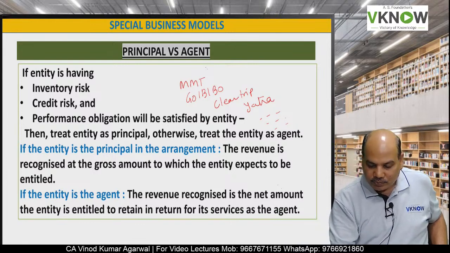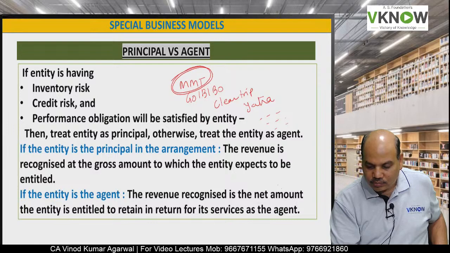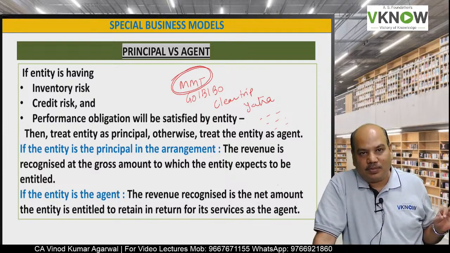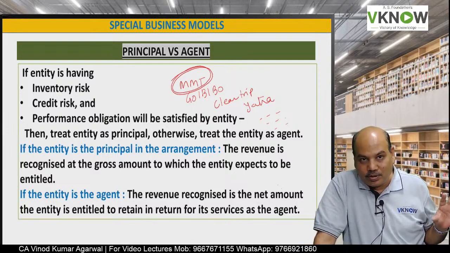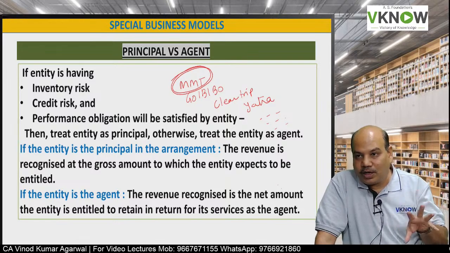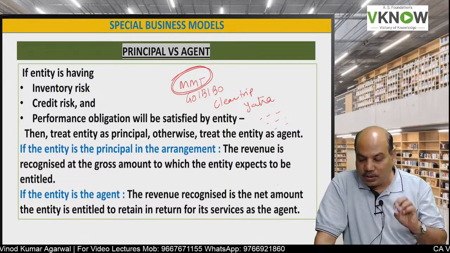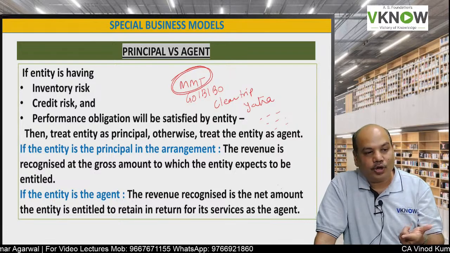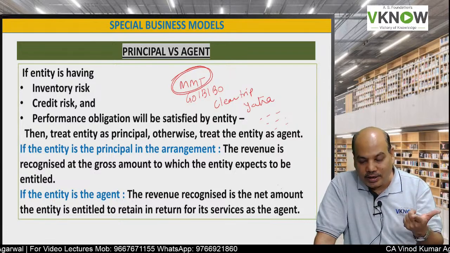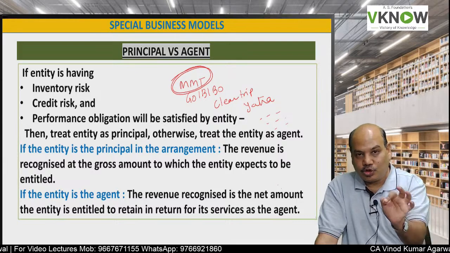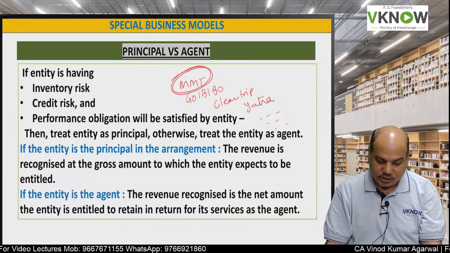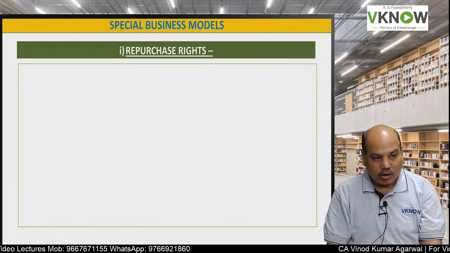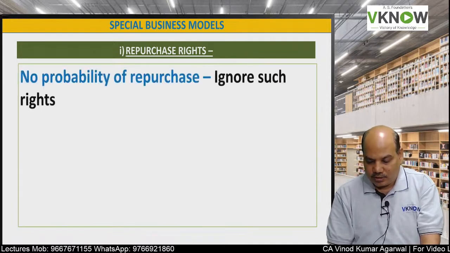Some time back, they had asked a question on the model of MMT, Make My Trip. Under that, they provide tickets to the customer, but they are free to decide the price. They take the risk of not being able to sell. They take the credit risk. So in that case, their position will be that of the principal. Now next is repurchase right.